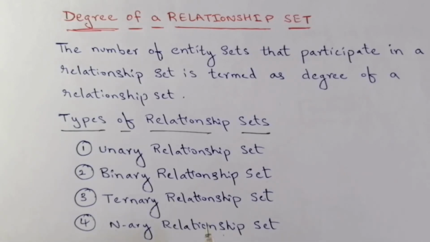Altogether we have studied the different types of relationship sets. Hope you have understood these things, right? In the coming class we are going to study the mapping cardinalities. Most important topics, please look over it and get a better understanding.